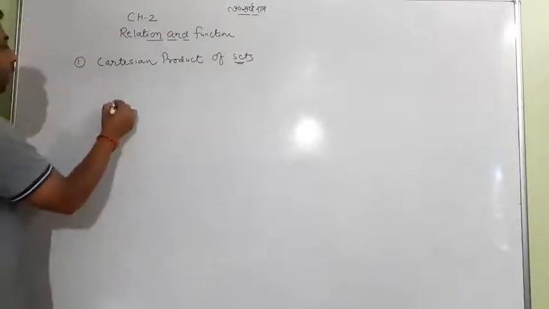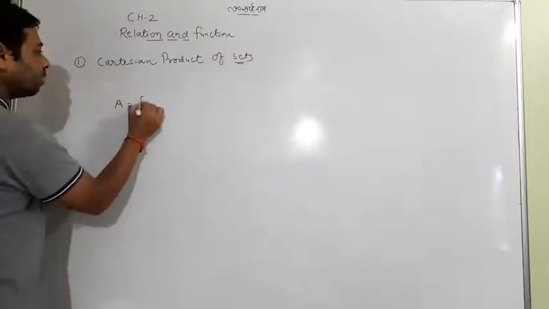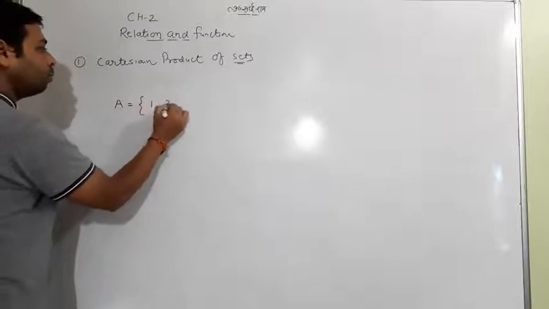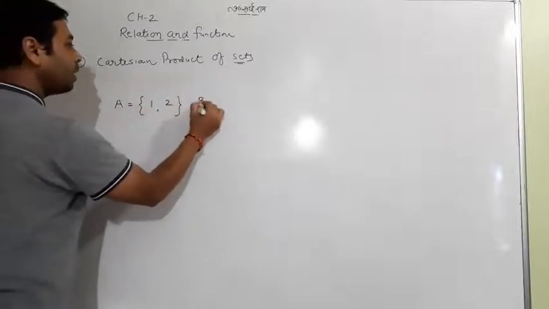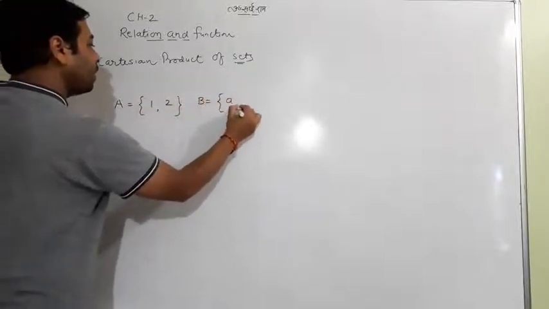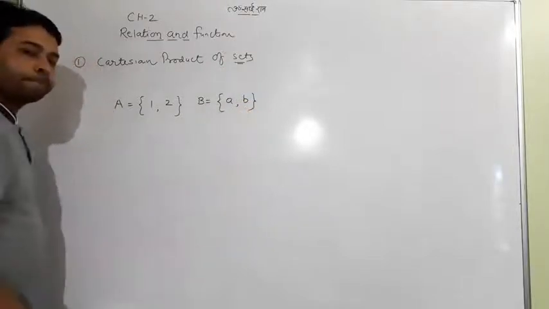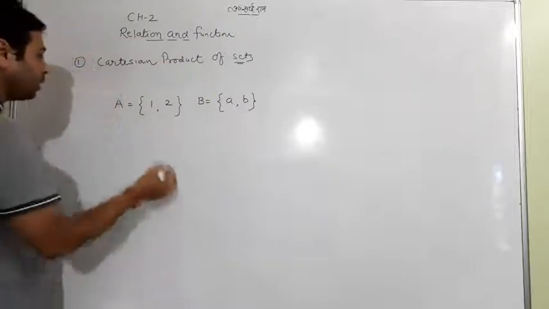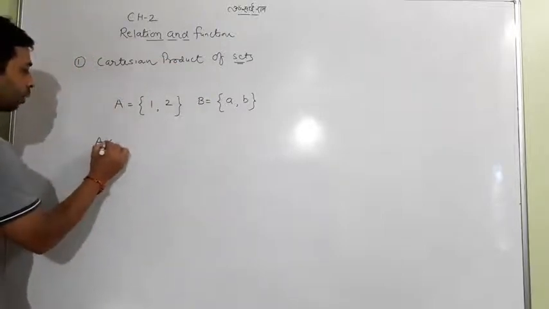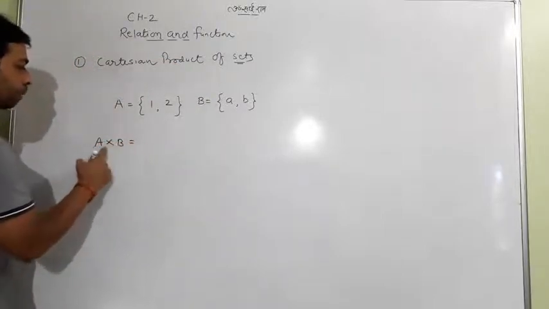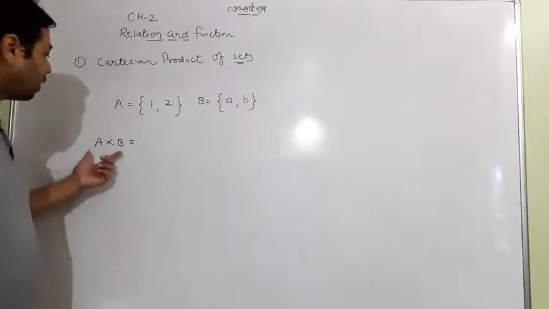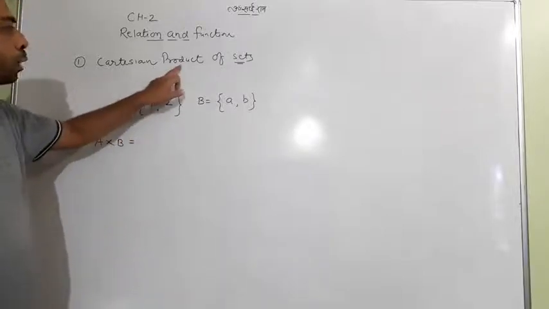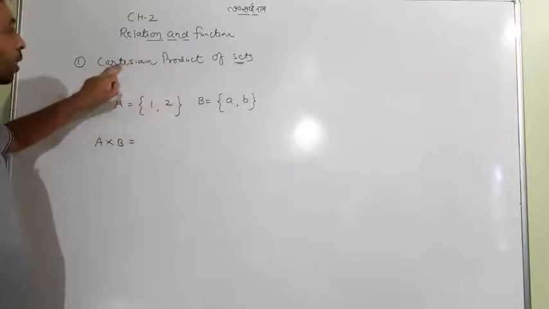So suppose you have two sets, like A is equal to {1, 2}, and suppose B is another set, like {a, b}. You want to find the Cartesian product of sets. So first let me explain that Cartesian product is given by A cross B. So what I am finding is the Cartesian product. So product is written here. So remember Cartesian product.